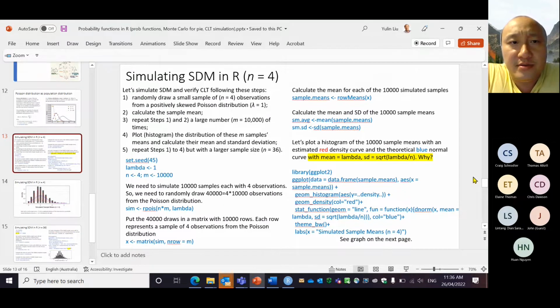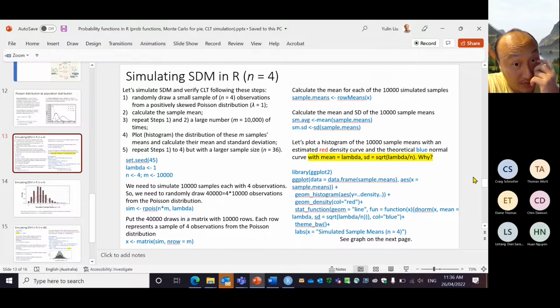These are the steps for the simulation. First, randomly draw a small sample, let's say sample size 4, from a positively skewed Poisson distribution. Let's say the Poisson distribution lambda is 1. It's highly skewed to the right. Then calculate the sample mean. Then repeat step 1 and step 2 multiple times, let's say 10,000 times.